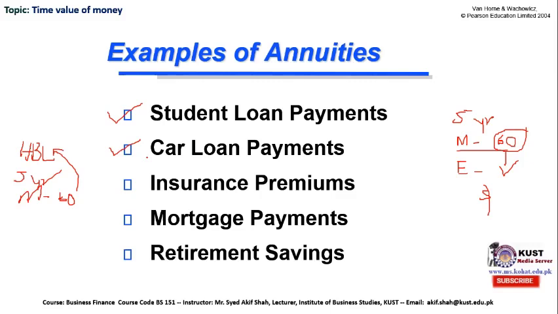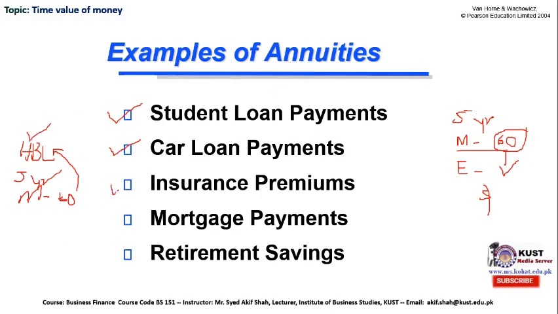HBL has divided this loan principal amount into 60 equidistant payments, which include principal and a certain number of dollars as interest receipts. So this could be the annuity receipts from the perspective of HBL. However, it will be the annuity payments with respect to the borrower.